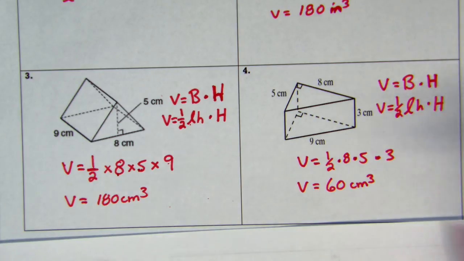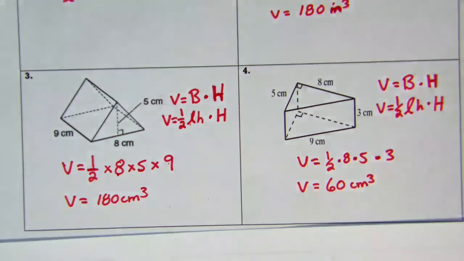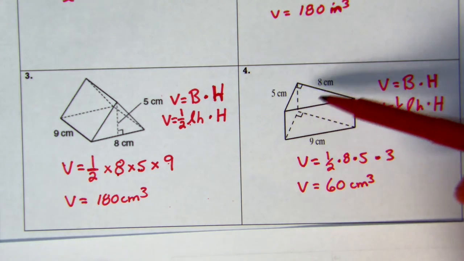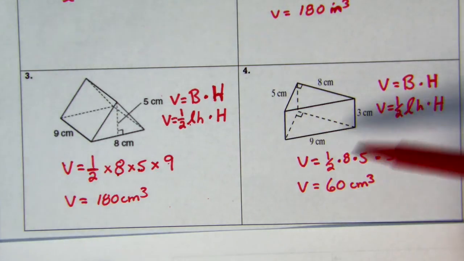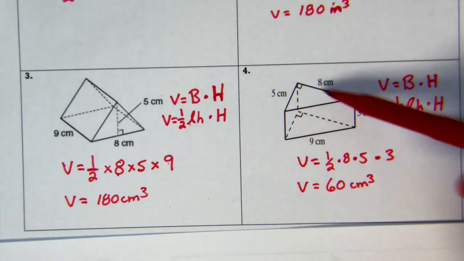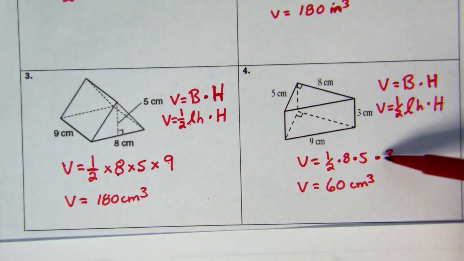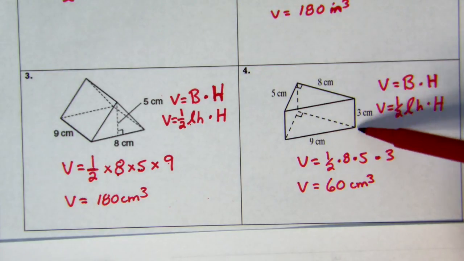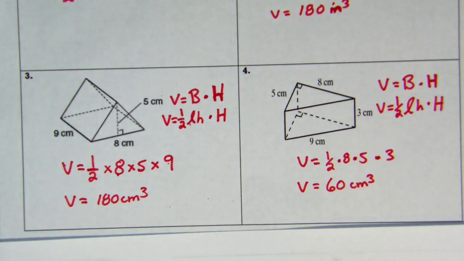And then lastly, we have a triangular prism here. This one's actually turned compared to the previous one. This one has the triangle on the top and the bottom, actually showing it as the base. So we have half times 8 as our base, and then 5 would be the height of it, and then 3 would be the height of my actual prism. Okay? And we should get 60 centimeters cubed.